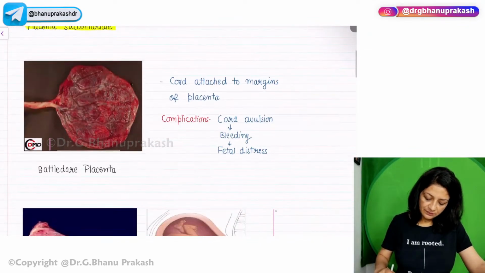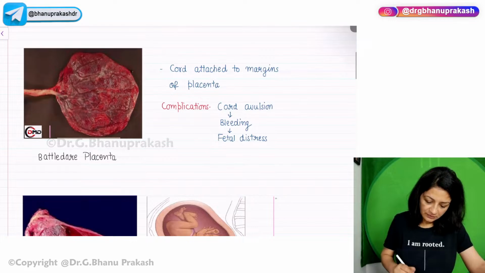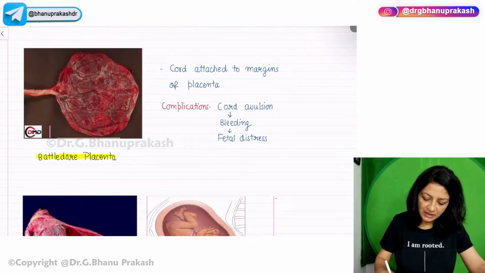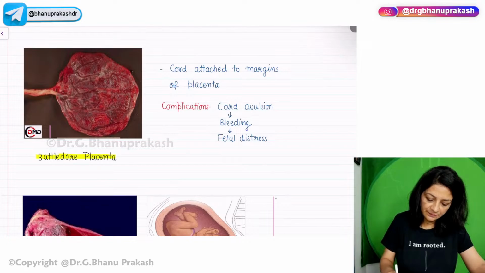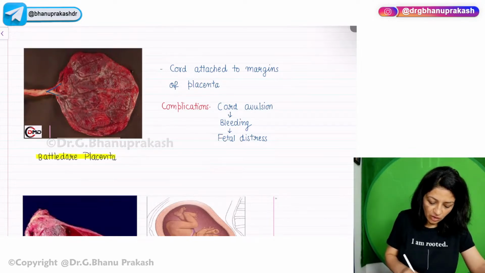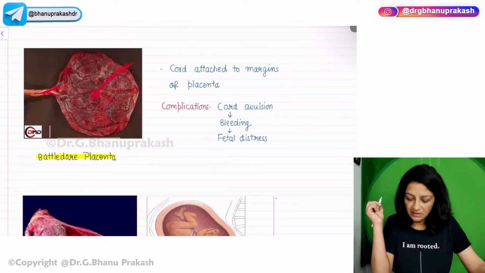Next one is the Battledore placenta. This one is a Battledore placenta. It means the cord is attached to the margins of the placenta. Normally, what will the cord attachment be? Center of the placenta. But here where is the cord? At the margins, the lateral side of the placenta.